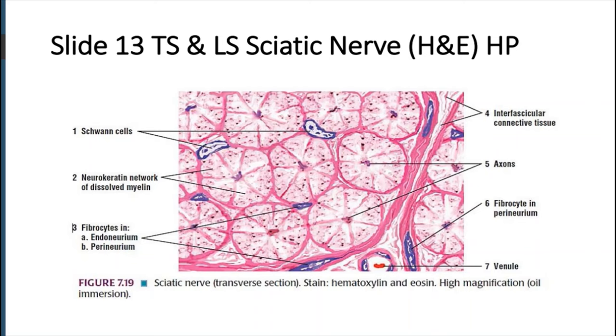So this is the cross section at high power. So in the cross section, you see, this is the endoneurium that is surrounding the axon. So this one here, this whole thing here, this is the axon, okay? And what is surrounding it is the endoneurium. Now, this axon is covered by Schwann cells. How are you able to tell? Because here, this is a nucleus for the Schwann cell, meaning that the membrane for the Schwann cell is surrounding this axon here. Okay. Surrounding this axon.